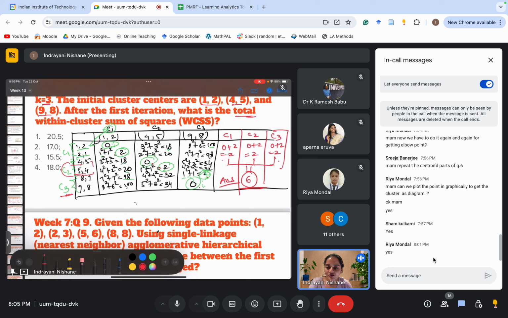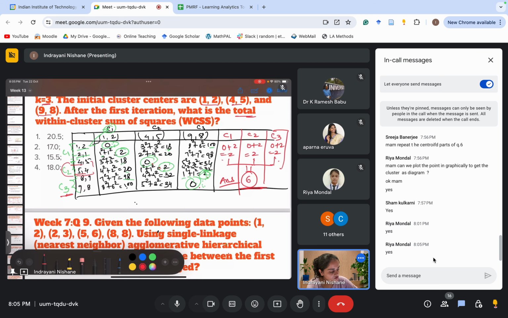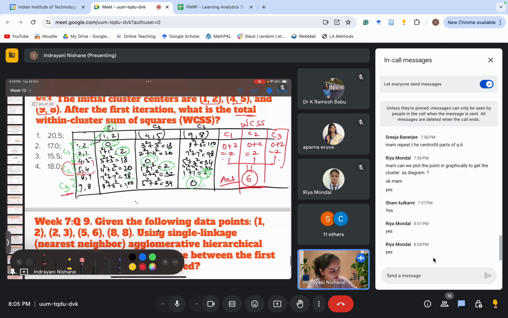Can we move on to the next question? Is this clear for everyone now, how to compute within cluster sum of squares? So this is how we are doing it. So this is within cluster sum of squares.